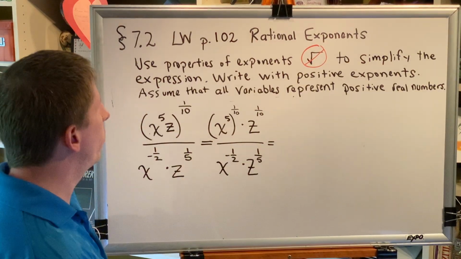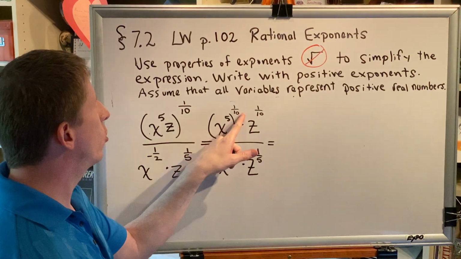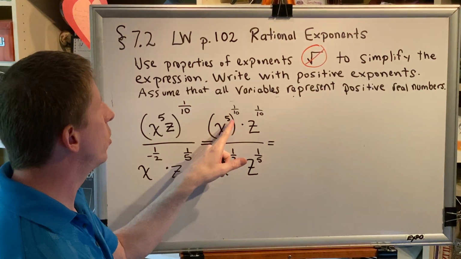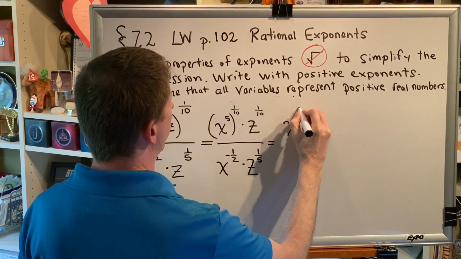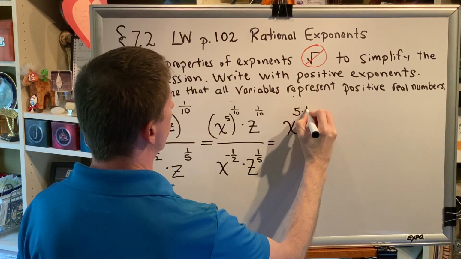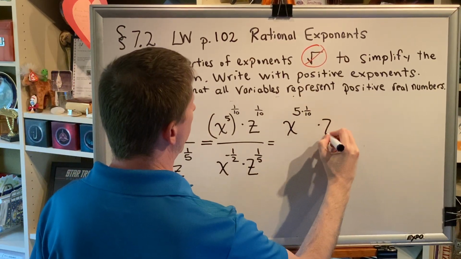The next rule that we should apply is the power to a power rule. When an exponential expression is raised to a power, you multiply the two exponents. So this gives me x raised to the 5 times 1/10th power. All of the other elements of the problem remain unchanged for now.